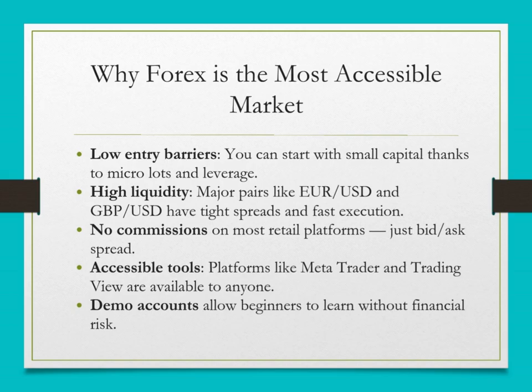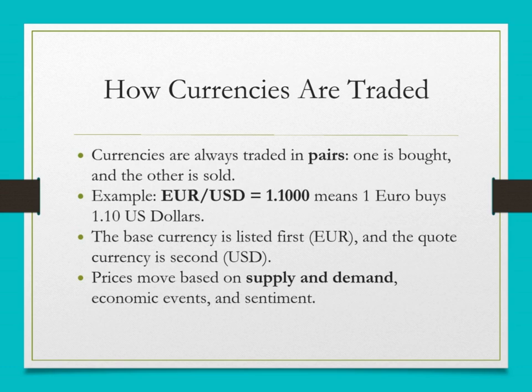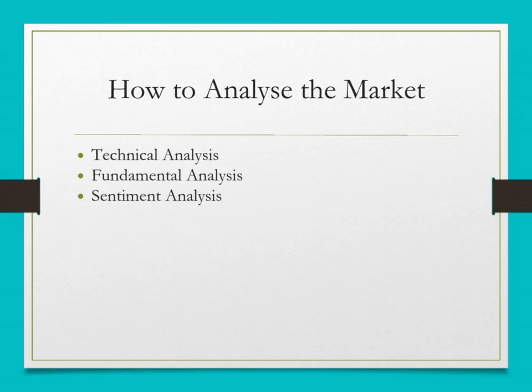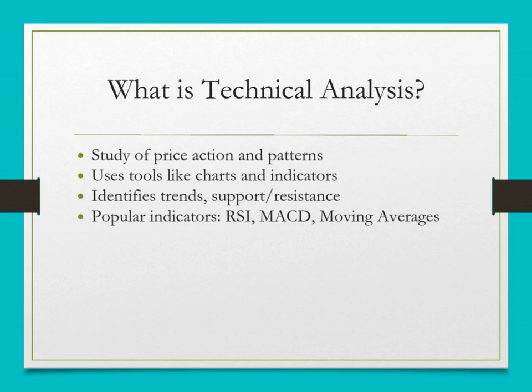2. How to analyze the market. Next, we'll explore market analysis, the skill every trader must master. You'll discover the 3 primary methods traders use to understand and anticipate market behavior. Technical analysis, interpreting charts and price patterns. Fundamental analysis, studying economic indicators and global events. Sentiment analysis, gauging trader psychology and market mood. This overview will help you build a framework for making informed trading decisions.